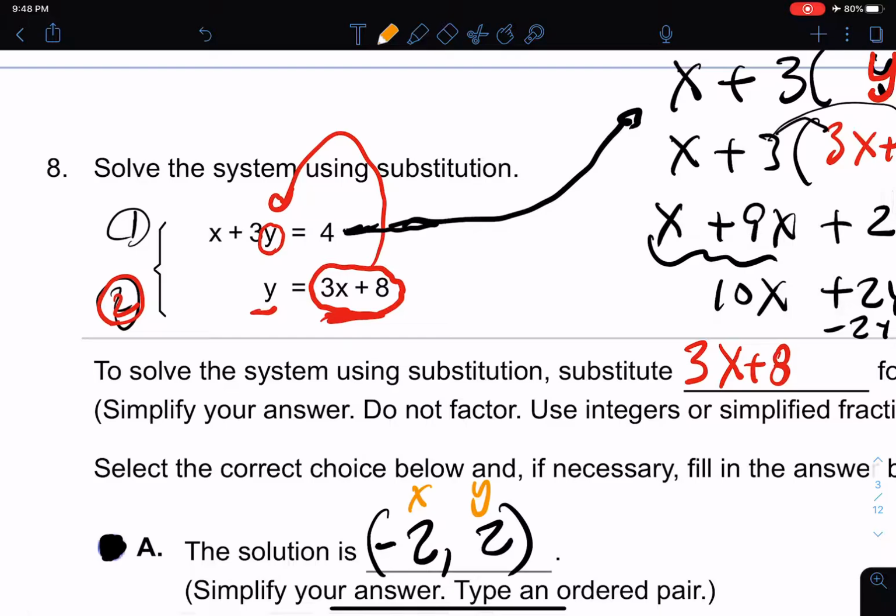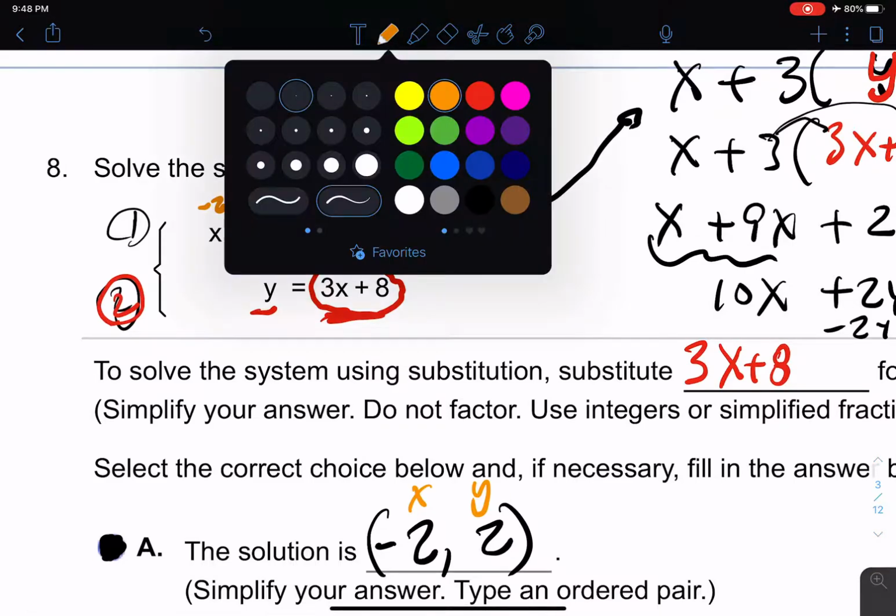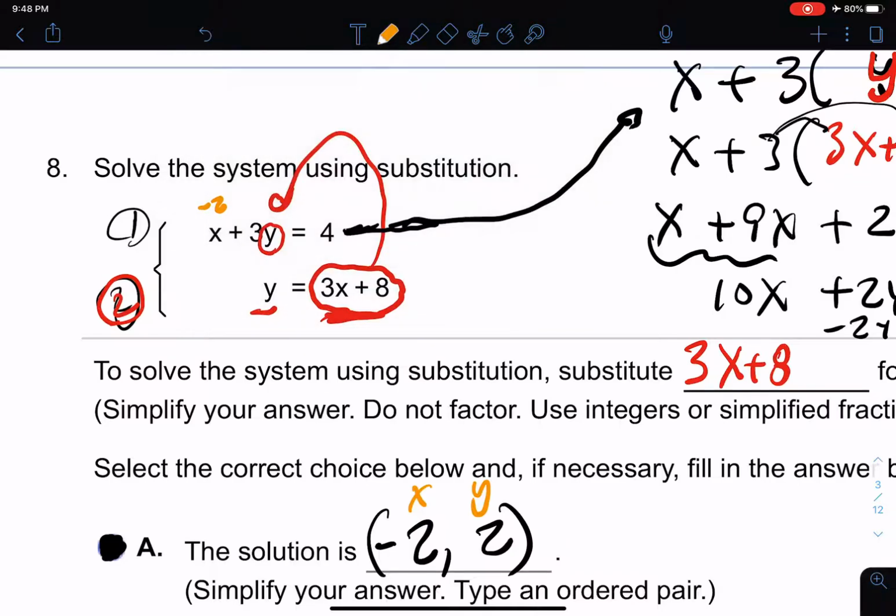If I put in a negative 2 for x, and I put in a 2 for y, notice what I'm going to get. I'm going to get 3 times 2 gives me 6. What's negative 2 plus 6? Negative 2 plus 6 equals 4. And that's what's supposed to be on the right-hand side.